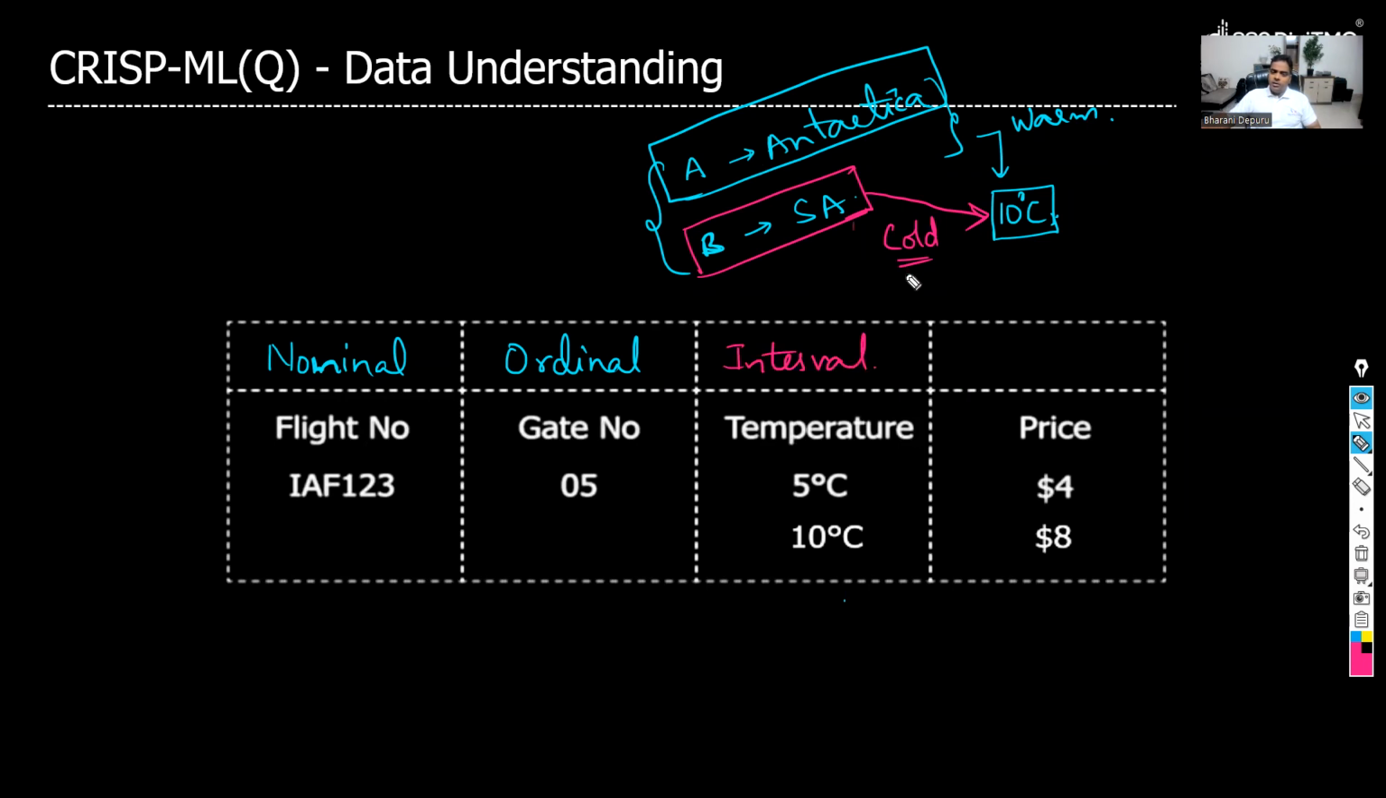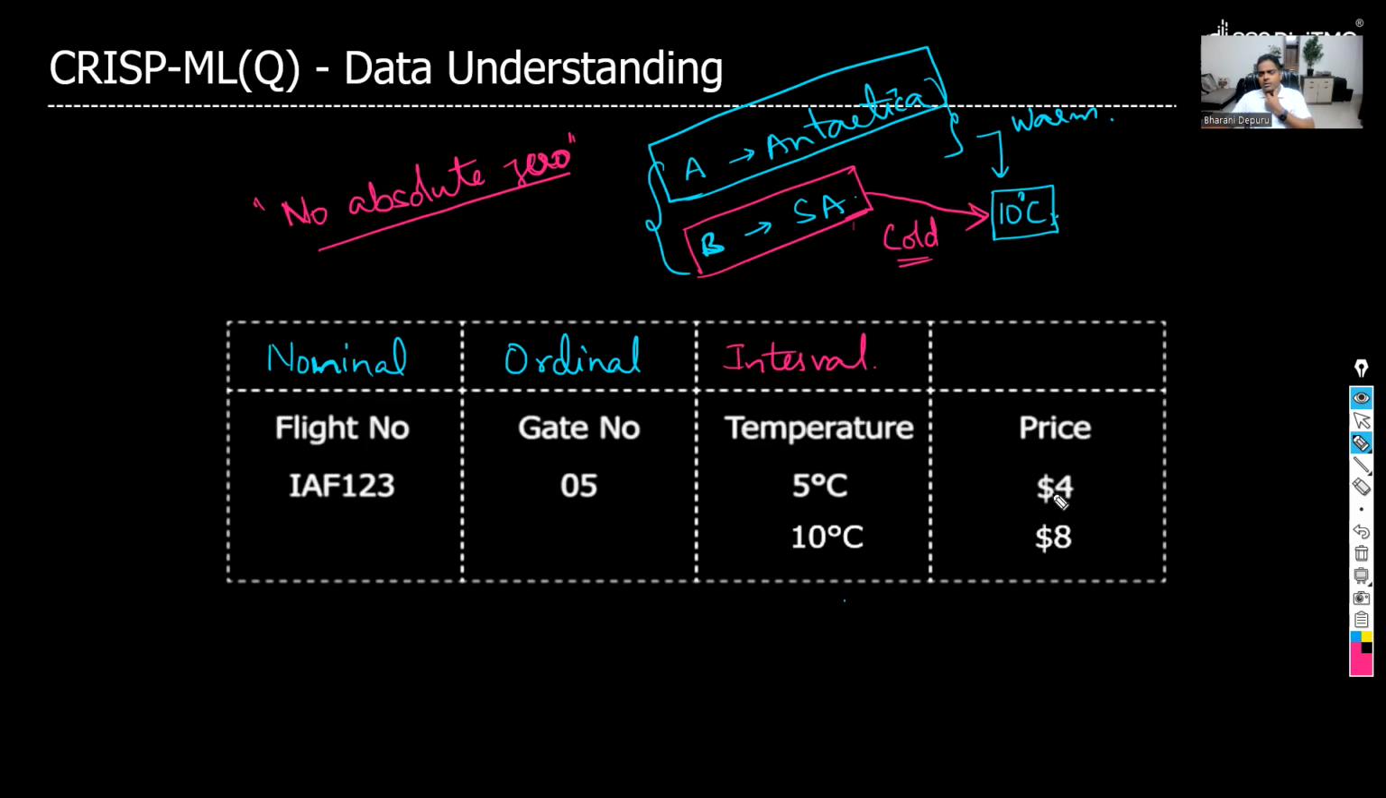And this kind of data would also not have an absolute zero. Hey, what do you mean by absolute zero? Oh my God, these statements are bouncing over my head. Hold on to your horses until I complete the entire discussion. I'll get back to this.